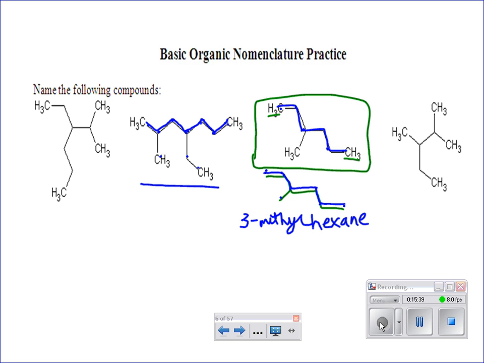So what direction should I number? Left to right or right to left? Left to right. So that's carbon 2 and that's carbon 4. All right, so knowing that we have 1, 2, 3, 4, 5, 6, 7, so that's what base name? Heptane, okay. And number 2, this is called a what? Methyl. And 4 is, 1, 2, ethyl.